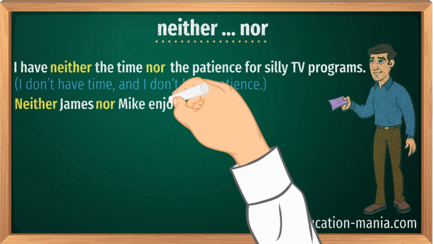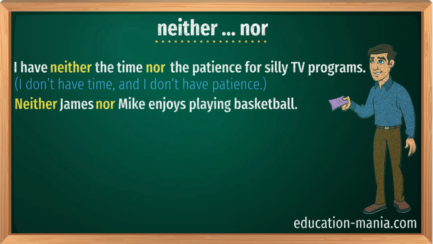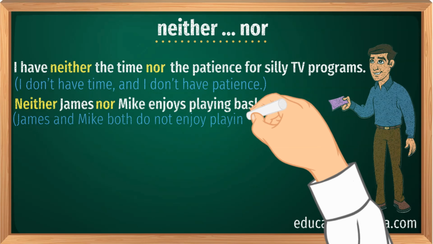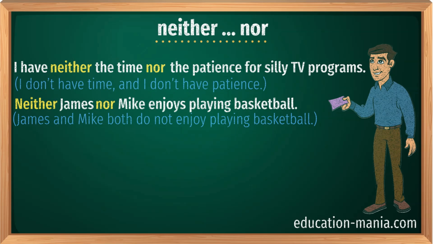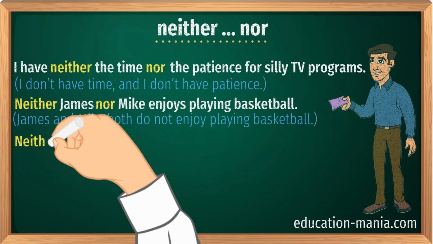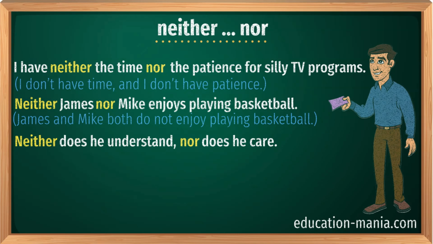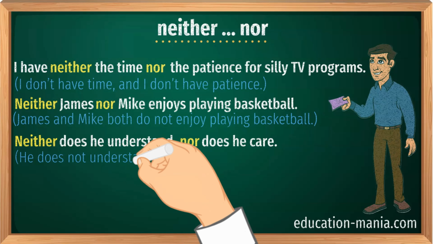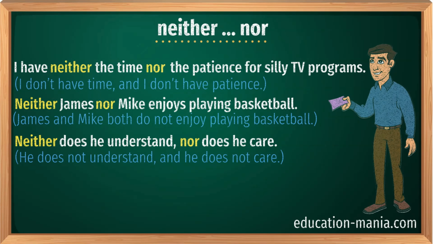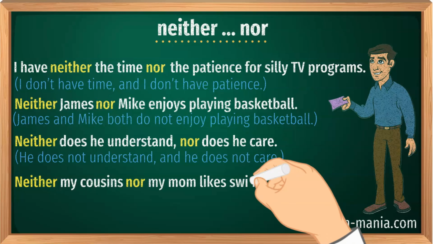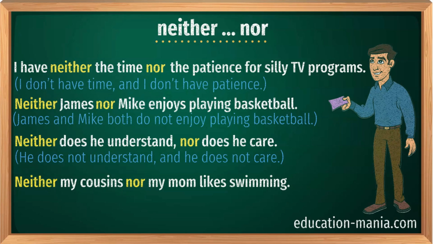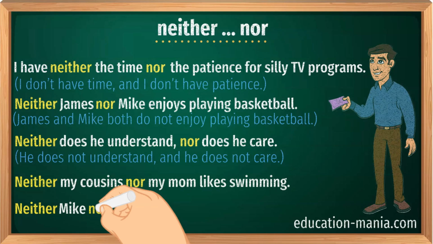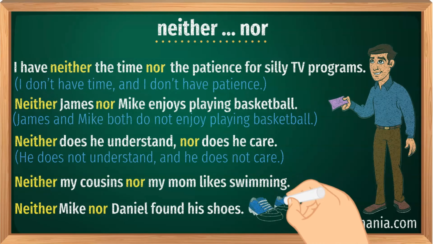Neither James nor Mike enjoys playing basketball. James and Mike both do not enjoy playing basketball. Neither does he understand, nor does he care. He does not understand, and he does not care. Neither my cousins, nor my mom like swimming. Neither Mike nor Daniel found his shoes.